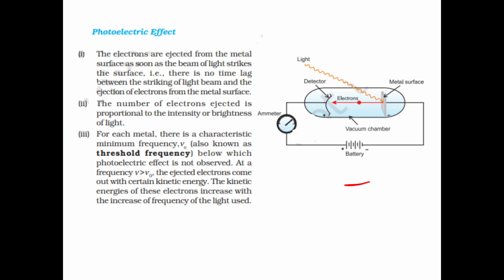So here is the experiment. Here the tube, here the metal surface, here the light striking the metal surface, and the electron is ejected, which is detected by an ammeter deflection.